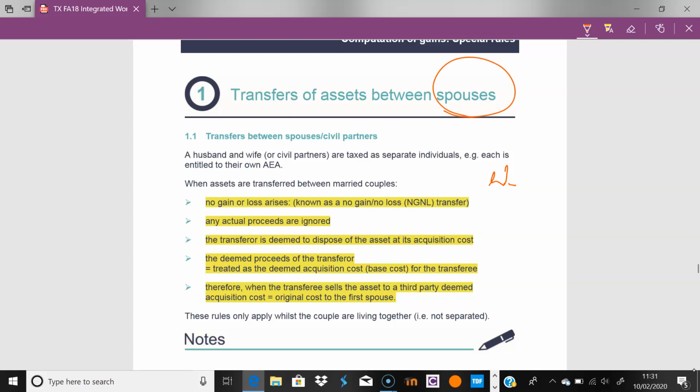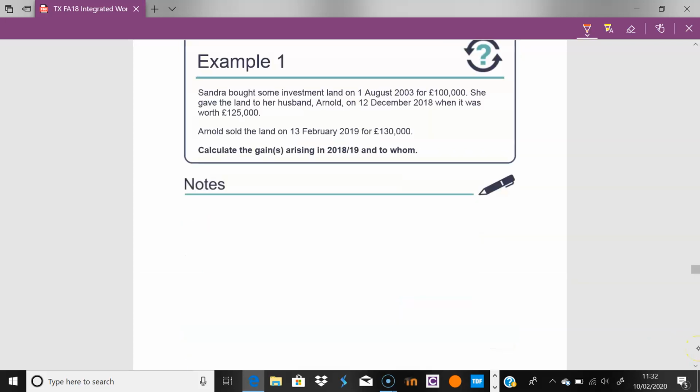Like the indexation you saw us do when we did company, when we looked at computation of corporation tax. We're looking at the company, but with individuals we don't have this issue. They have an annual allowance, annual exemption allowance. Okay, great. So let us carry on.